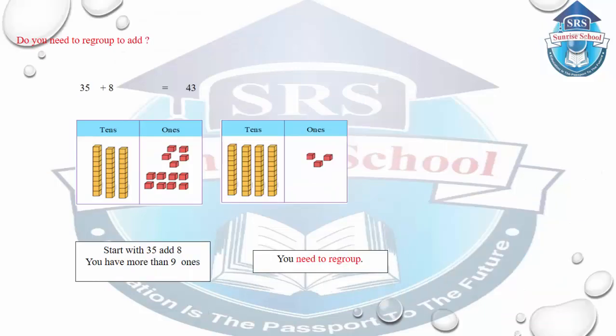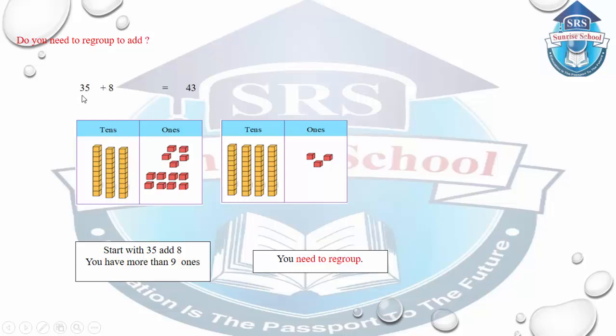Do you need to regroup to add? Our first example is 35 plus 8. How many tens are in the number 35? Great, there are 3 tens. So I'll draw 3 tens here, or 3 bars, or 3 sticks, as you like.